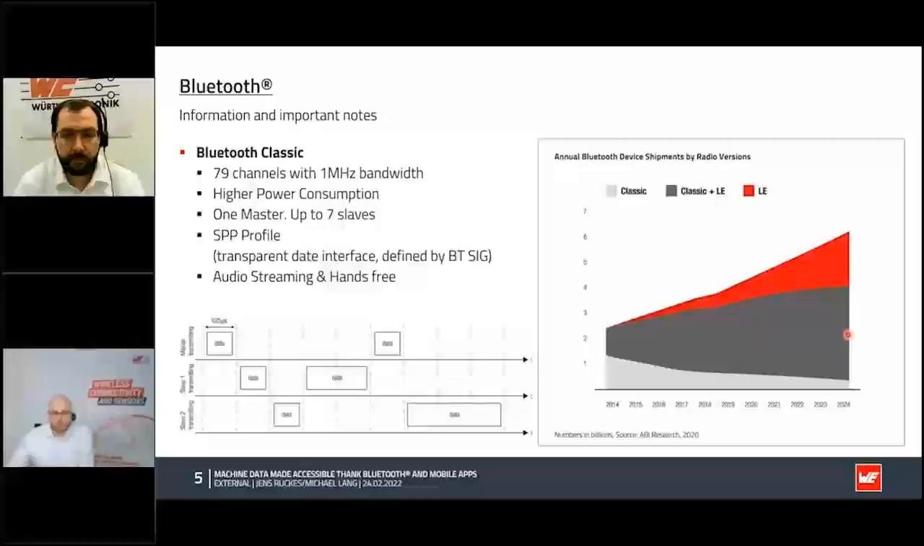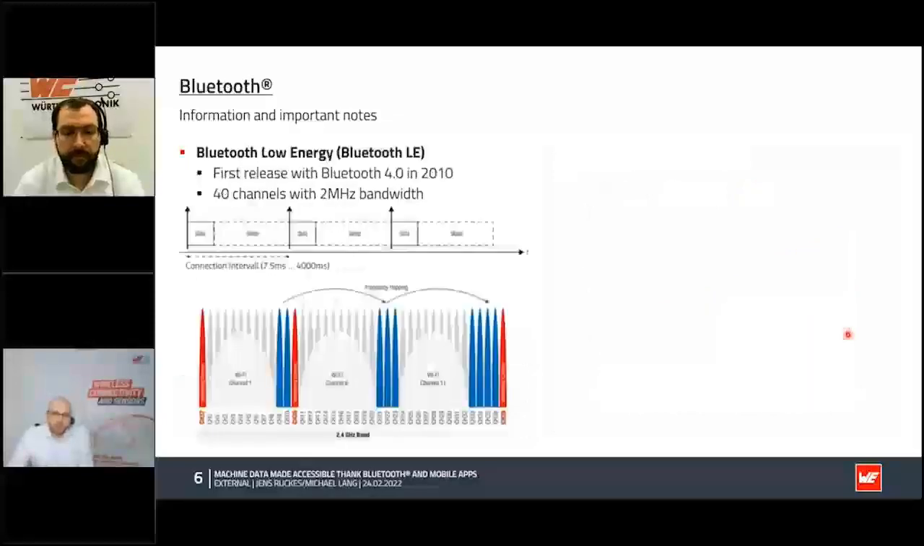The next one is Bluetooth Low Energy. It was released in 2010, first with Bluetooth 4.0, and it's really a difference. It uses 40 channels with 2 megahertz bandwidth, and so it's easy to see that these are not able to communicate with each other, as they use different physical standards.